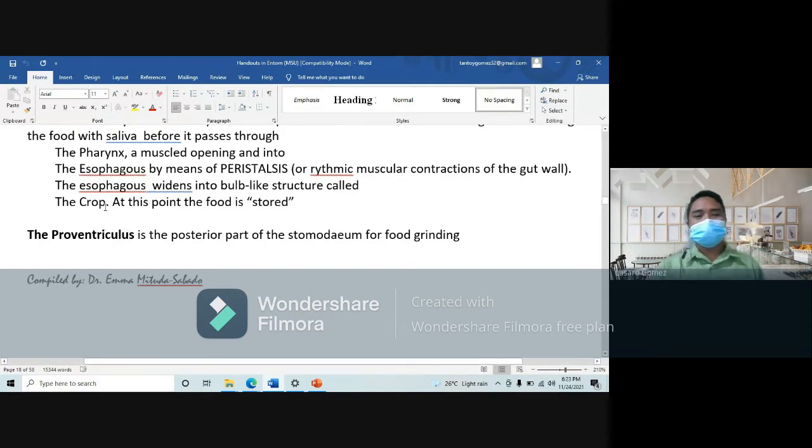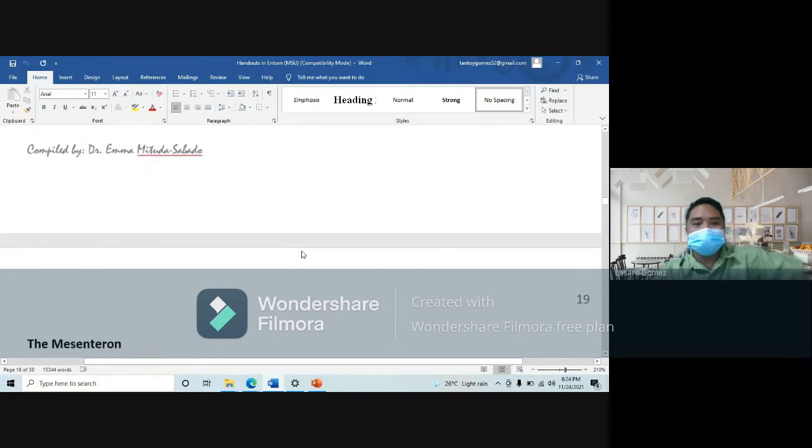Actually, ang nature sa insekto is just like birds gihapon. Kung inyong madumduman ang atong entomology by second sem, when you have your poultry, parts of chicken, inyo na siyang makita dito. Most likely medyo pareho siya from the crop, wherein the food is being stored. Dito rin niya ipadulong sa proventriculus. It is the posterior part of the stomodium or the foregut for grinding of food.